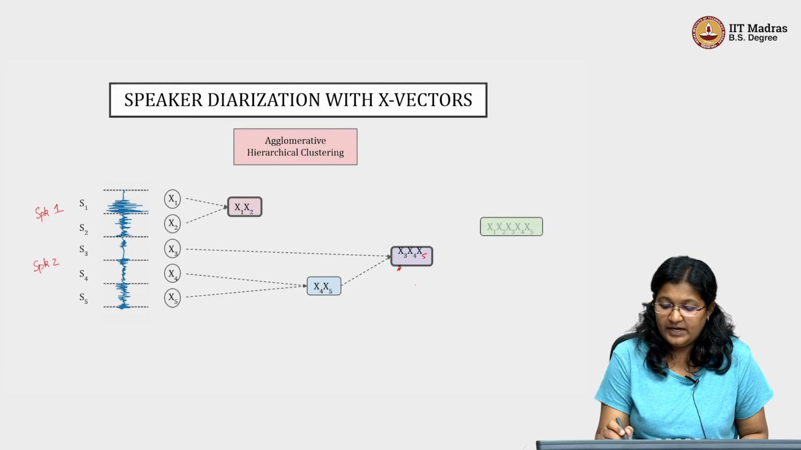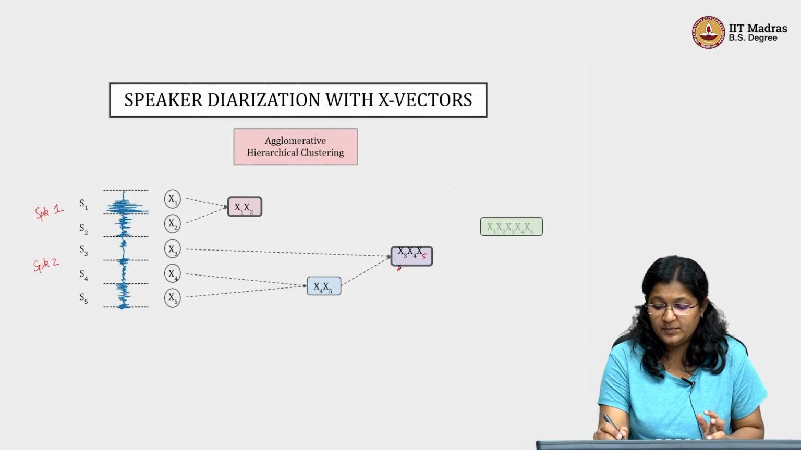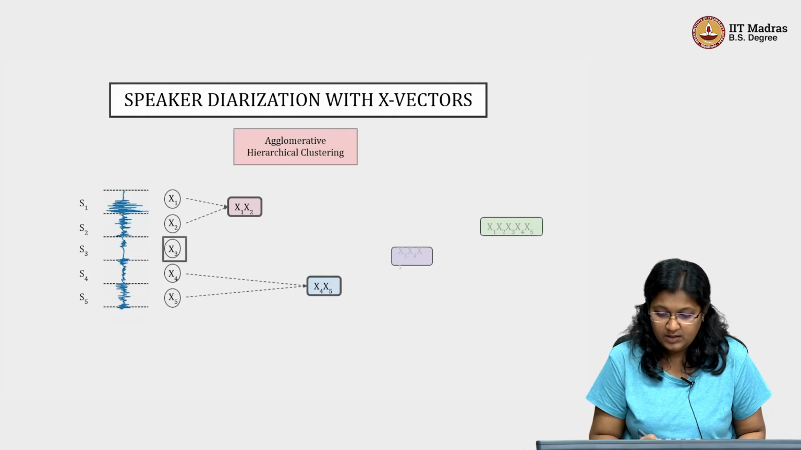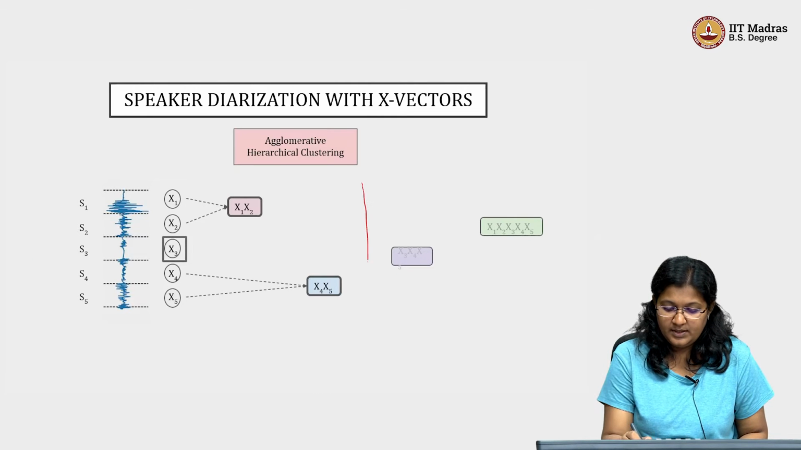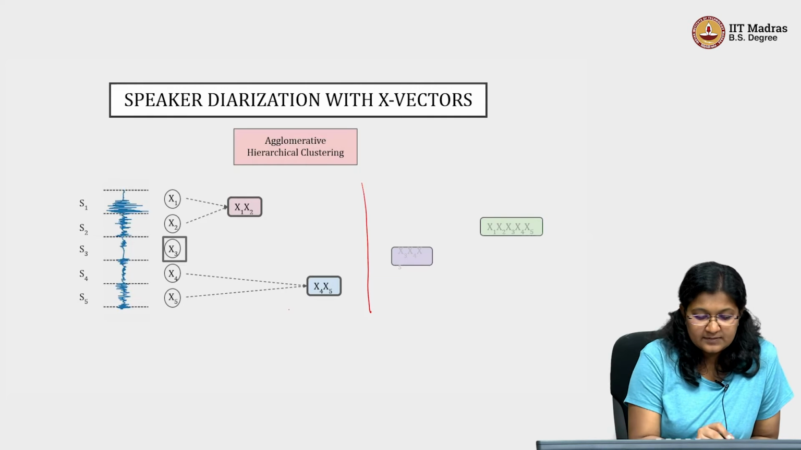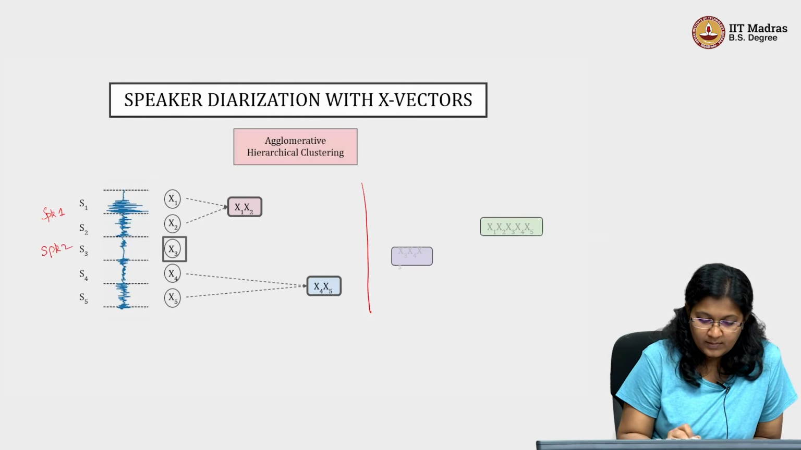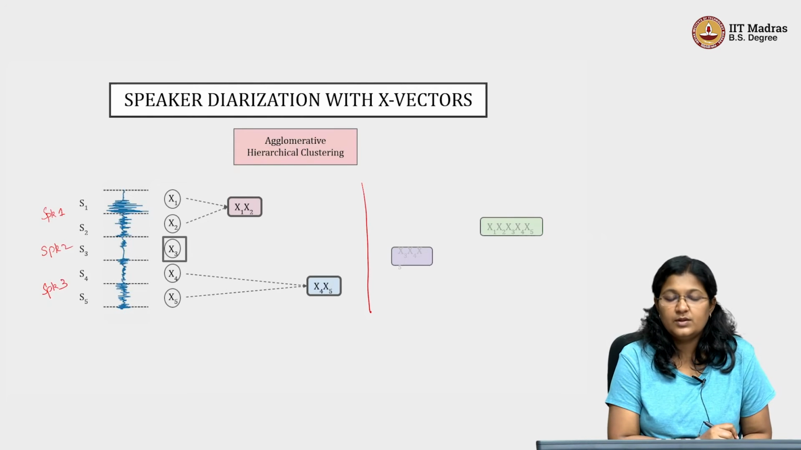Okay. Why should I cut the cluster diagram here? I can even cut here. I would have made a cut here, and then I am just saying okay. In this case, this would mean this is speaker 1, this is speaker 2, and this is speaker 3.